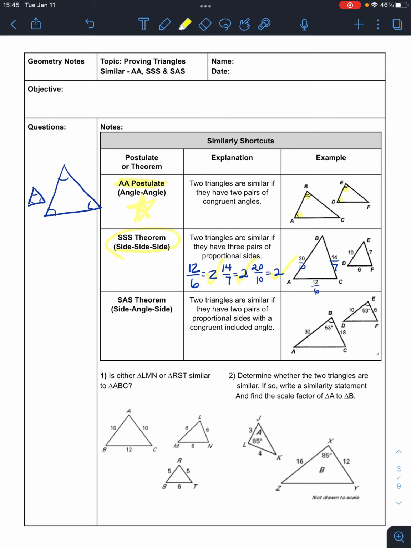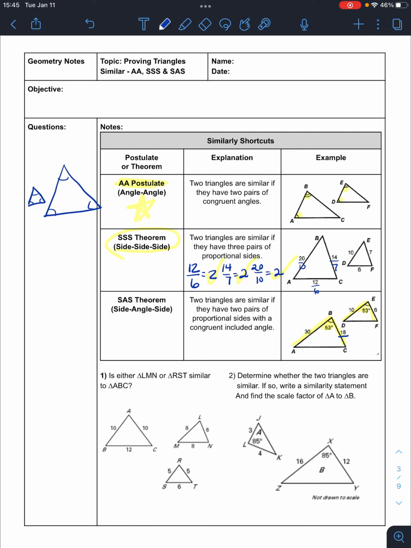Then we had a side-angle-side theorem for proving congruence. We have that same idea. You have your two sides, you have your angle in the middle. But the difference is before, your sides had to be congruent and your angle had to be congruent in order to prove the triangles were the same size. Now we're trying to prove they're similar.